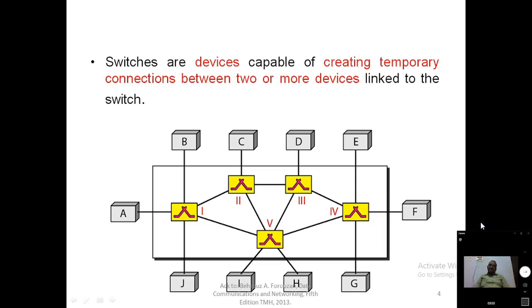So what are switches? Switches are devices capable of creating a temporary connection between two or more devices linked to the switch. See the diagram here: the letters A, B, C, D and J indicate the N devices, which are all connected with each other with the help of switching devices, represented as yellow rectangles labeled with Roman numerals 1, 2, 3, 4, 5. So all the devices A to J are connected by 5 switches. It creates temporary connections between the devices.